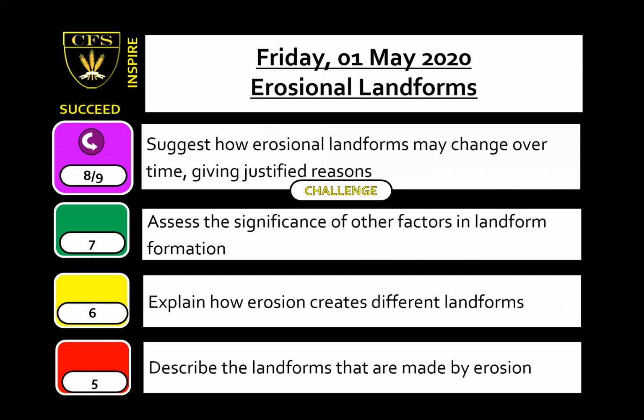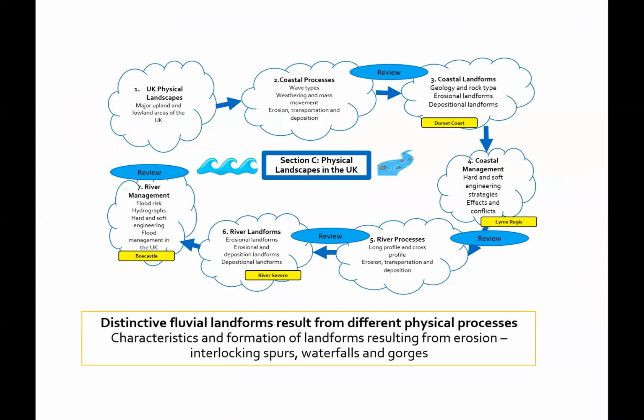So what we're going to look at in the next hour is erosional landforms. So we're going to look at the landforms along a river that are made by erosion, so made by that wearing away of the bed and banks, changing the shape, changing the size. In terms of where we are within our topic, we are now looking at river landforms, erosional landforms, and the ones we're going to focus on are something called interlocking spurs, waterfalls and gorges.